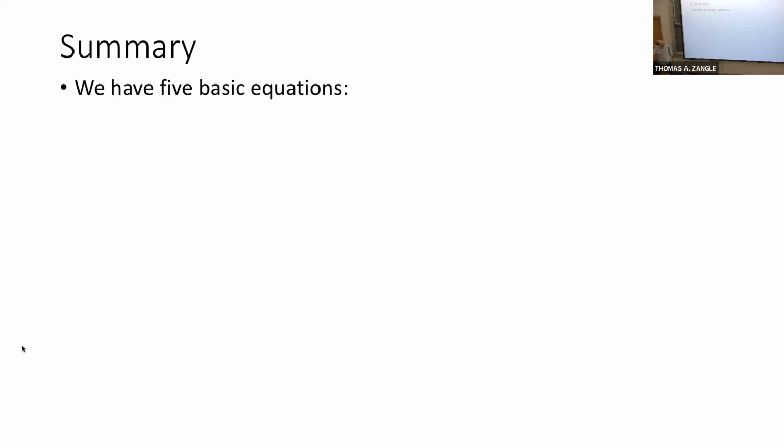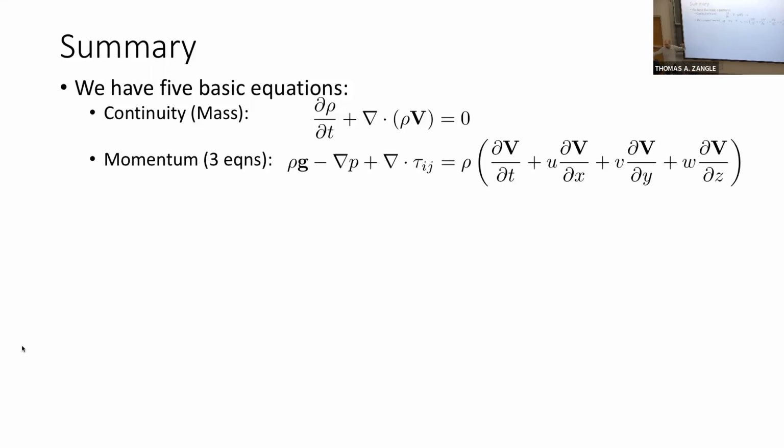So in summary, we have 5 basic equations, right? We have continuity, which is our mass conservation equation. We have momentum, but remember, this is really 3 equations in one, right? It's a vector equation. Momentum is a vector quantity. And we have energy, right? This is the form of the energy balance that we did. So this is five equations.